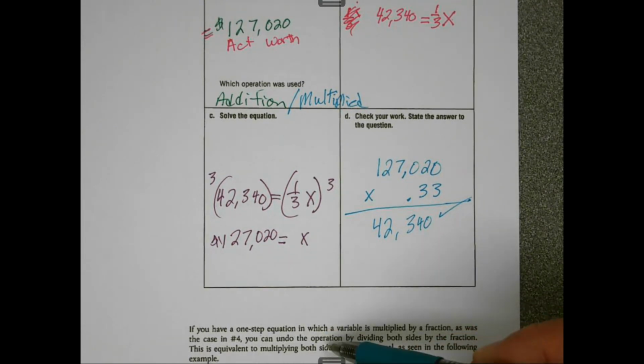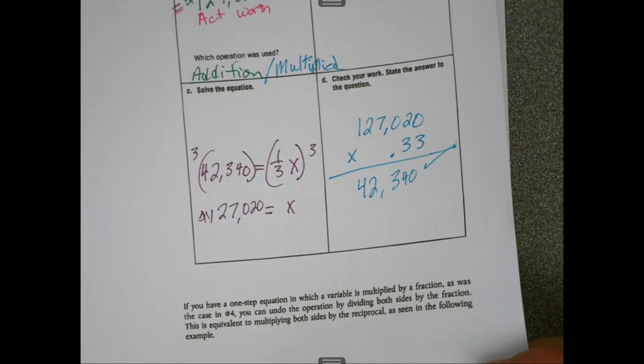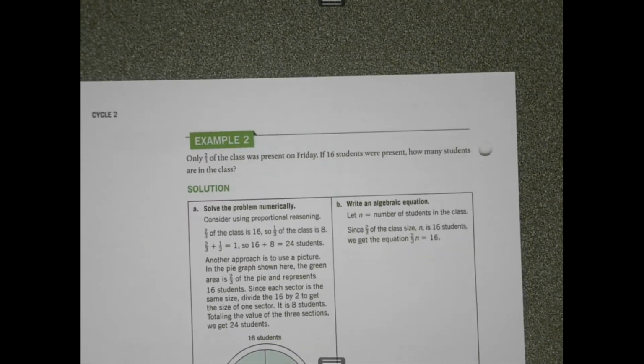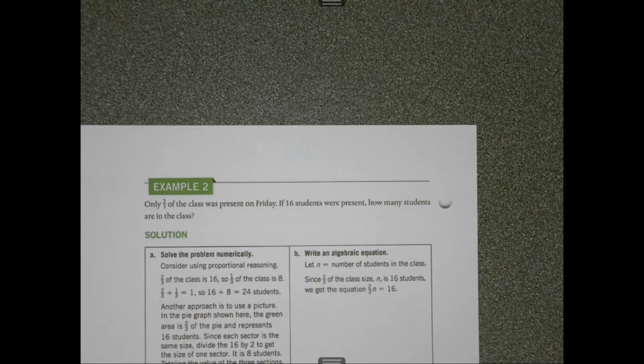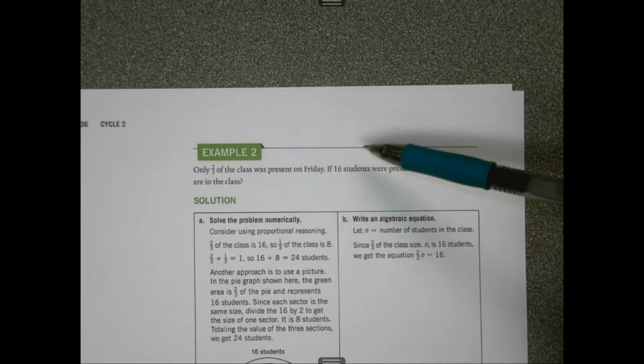Only 2/3 of the class was present on Friday. If 16 students were present, how many students are in the class? Well, to solve this, you would say, 2/3 of the class is 16, so 1/3 of the class would be 8.